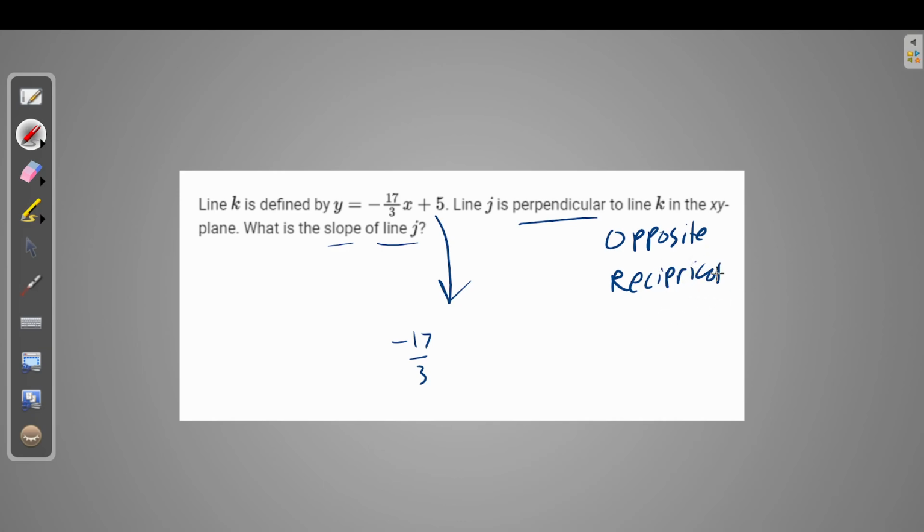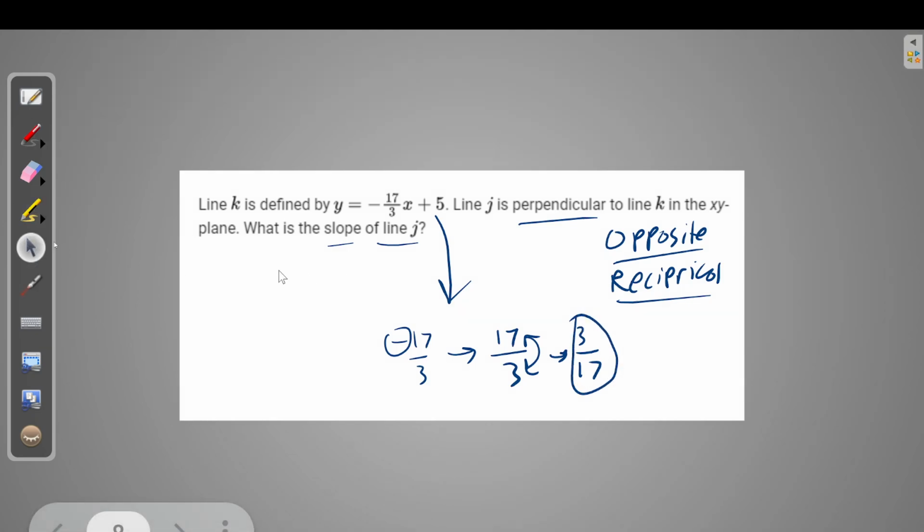So first, let's go one by one. Let's do the opposite first. Opposite is just taking this sign and making it opposite, so it'd be positive. So it goes from negative 17 over 3 to a positive 17 over 3. And now for the reciprocal, you just basically flip the fraction over here. So it'd be 3 over 17. Positive 3 over 17 will be your final answer for this one. So yeah, you just have to kind of memorize that.